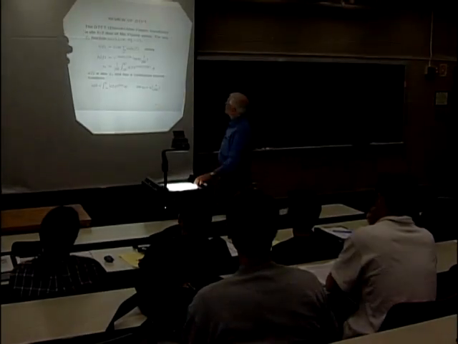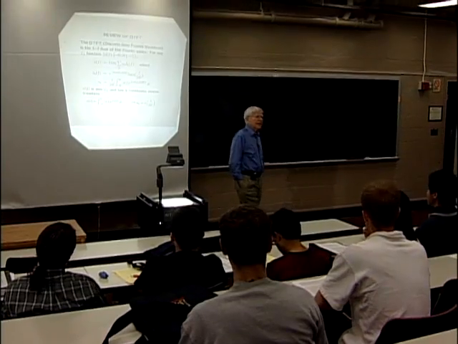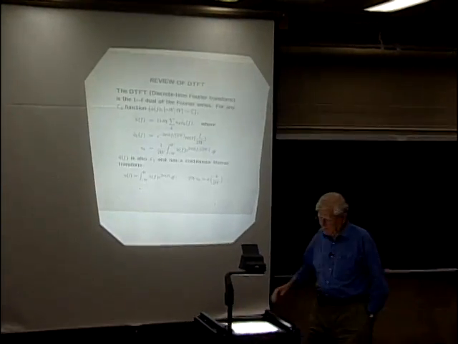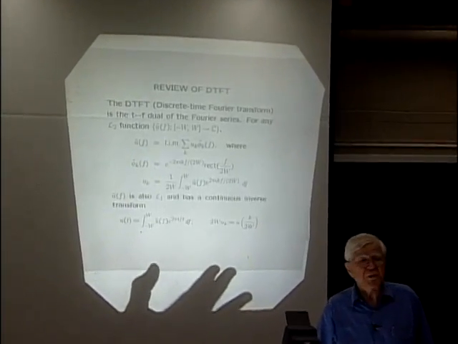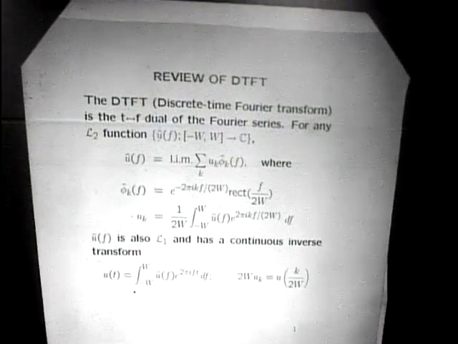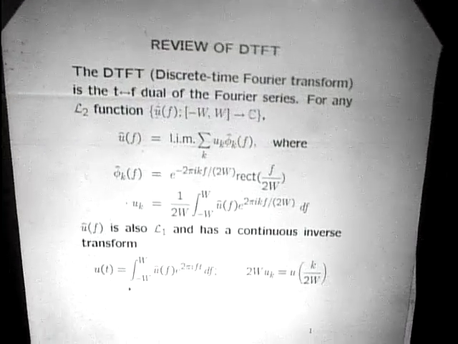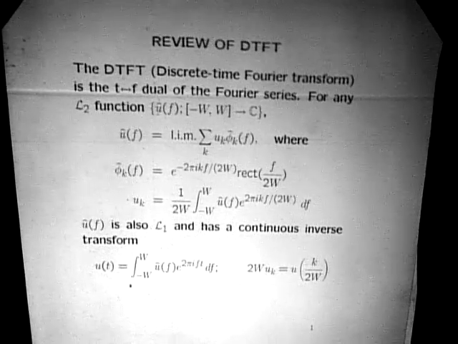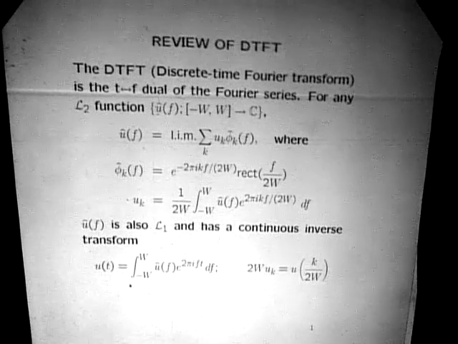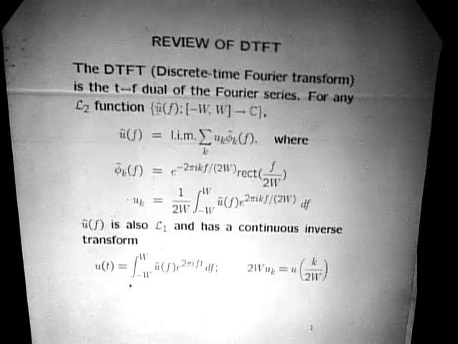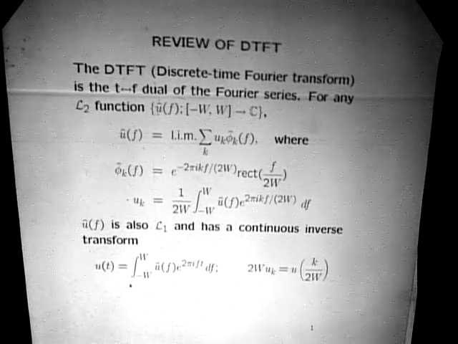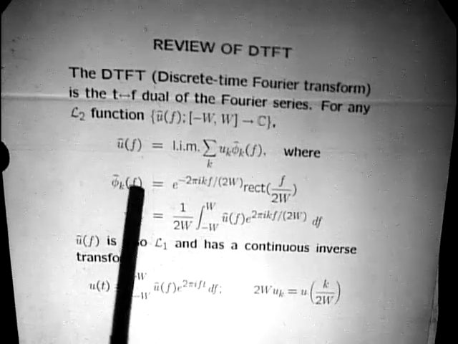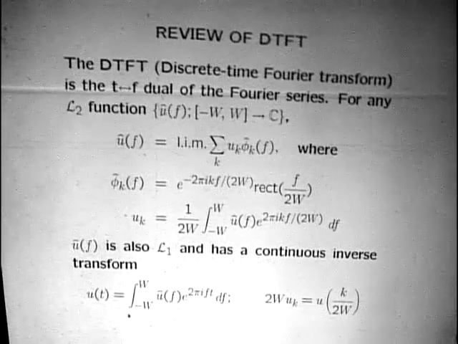We started to talk about the discrete-time Fourier transform last time. This is probably something you've been exposed to before, and as in many cases, we're looking at it in a very different way than what you probably looked at it before. The discrete-time Fourier transform is simply the time-frequency dual of the Fourier series, nothing more than that. And for any L2 function, now we're talking about a function of frequency, but a function is a function. So this is a complex valued function of frequency.